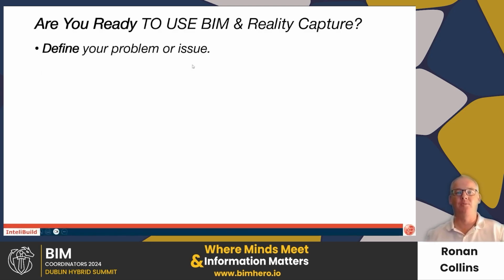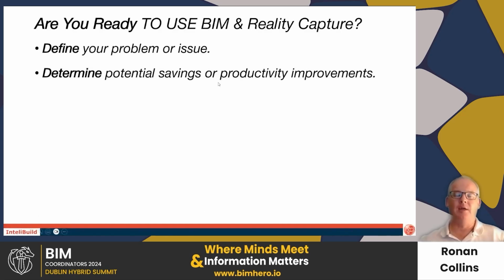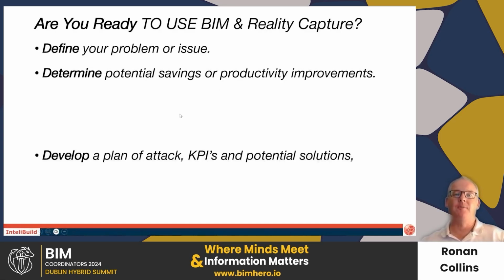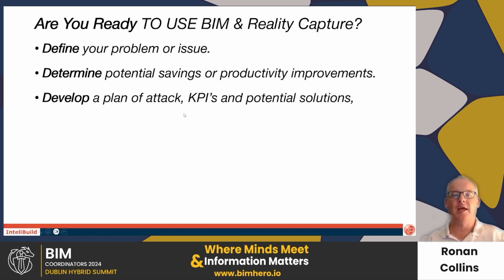So we define the problem, we define what we're trying to solve as an issue. And then we have a pretty good go at working out what the potential savings are or what the productivity improvements are. What's the value in this initiative? What are we going to gain from it? So have your problem statement, have your value statement figured out. And then from that point, start working out your plan of attack.